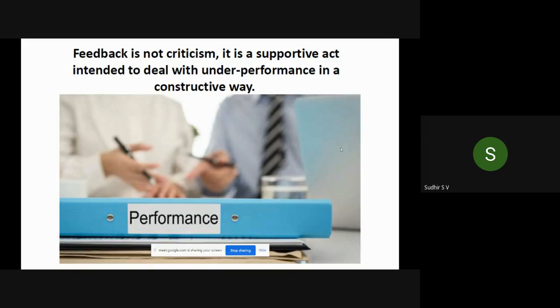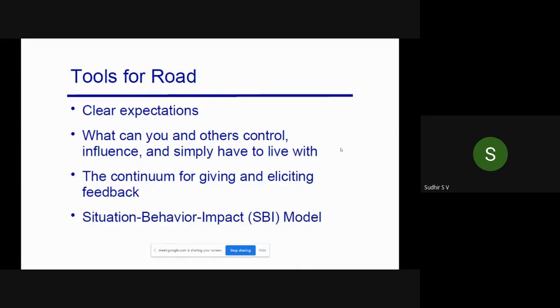Yeah. You can actually do a role play kind of stuff with this. Unfortunately, time limits us, so I have to move along. Tools for the road.